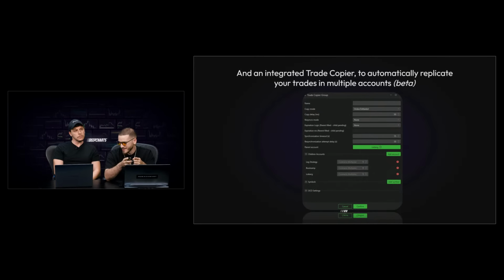And it also has, the sixth part, an integrated trade copier to automatically replicate your trades into multiple accounts. This is a beta version, but it's working already. You don't need another platform to copy your trades. If you, for example, have multiple small 50K futures accounts or more accounts that you can trade, you don't need to open them every time. You do it automatically.